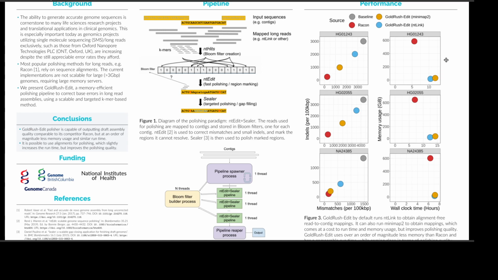However, on the right side, we have a very drastic difference in memory usage between GoldRush-Edit and Racon. Racon for all 3 datasets uses about 600 gigabytes of memory, whereas GoldRush-Edit, regardless of whether you use ntLink or Minimap, uses up to 30 gigabytes or so. For Minimap, it might use 30 gigabytes, and for ntLink, it might use about 15 or so, where using Minimap uses slightly more time to finish.